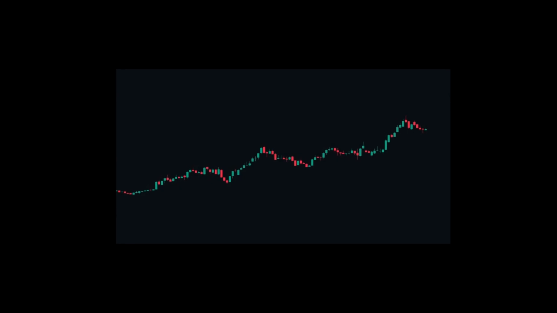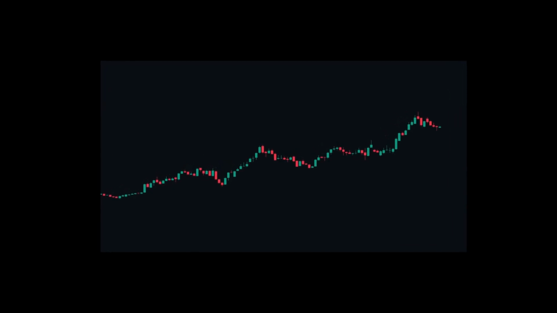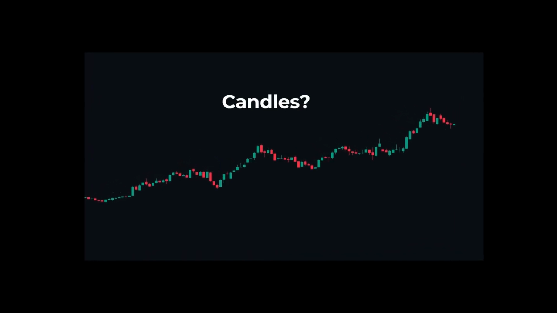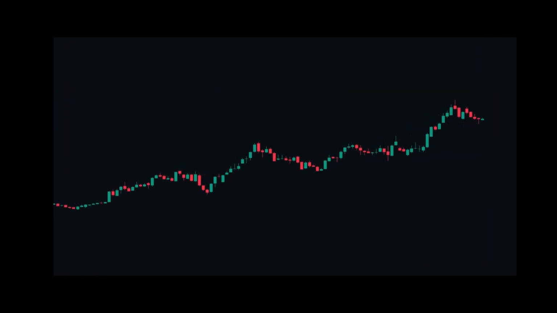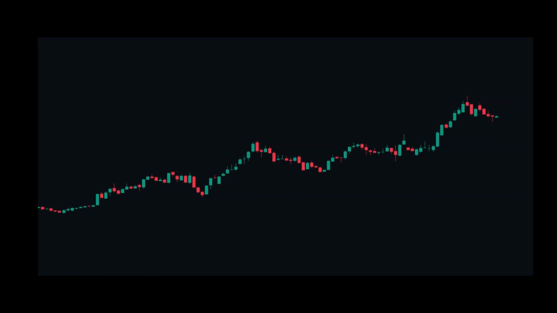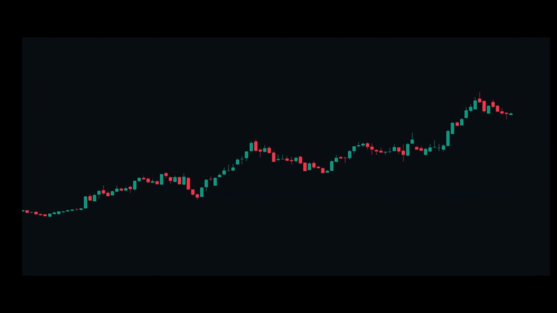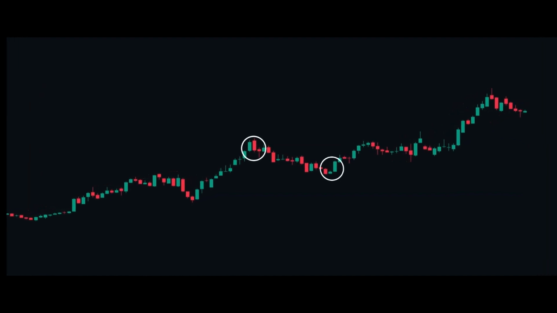Let me ask you something. When you look at this chart, what are you actually looking at? Candles? Or something bigger? Every trend, every breakout, every reversal starts with one simple building block: swing highs and swing lows.